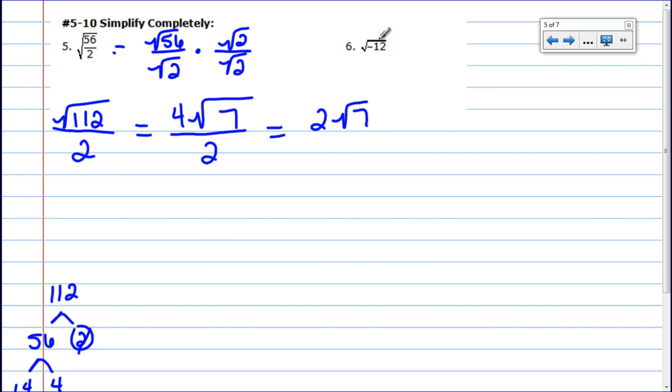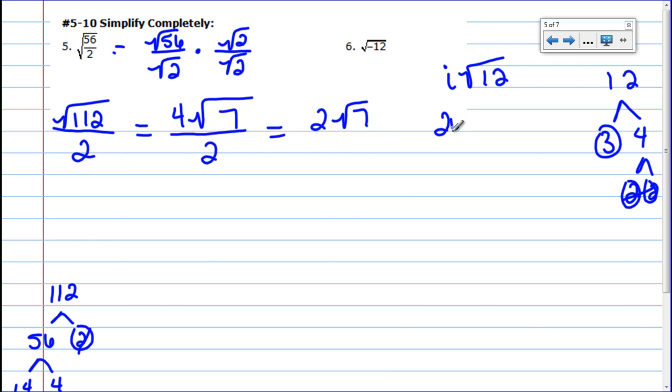Now the square root of negative 12. I can't take the square root of negative 12, not until I pull out the imaginary part. So I'm going to have to take out the imaginary, so I have i radical 12, and then I'm going to break down 12. 3 times 4, which becomes 2 times 2. So I have a pair of 2's. Take out a 2 with the i, leave the single under the radical. So there is what that simplifies to.